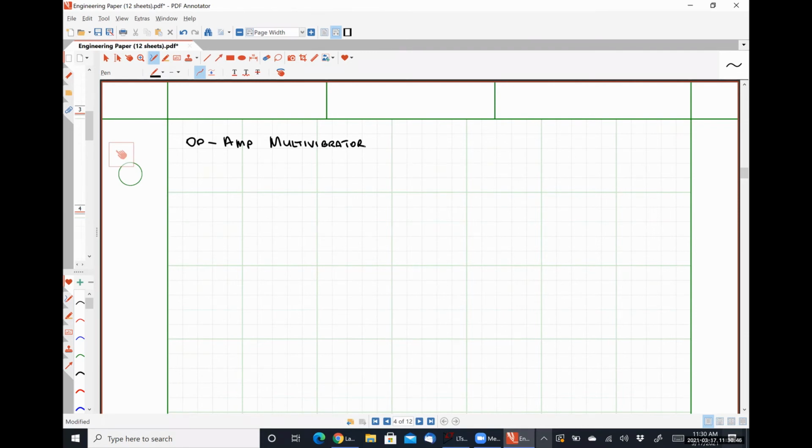So our circuit, again, this guy is a bit difficult. Actually contains both positive and negative feedback.